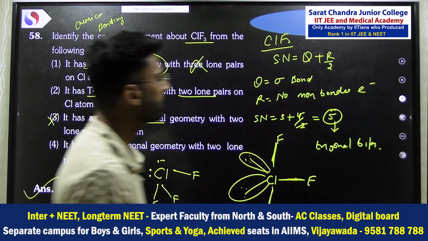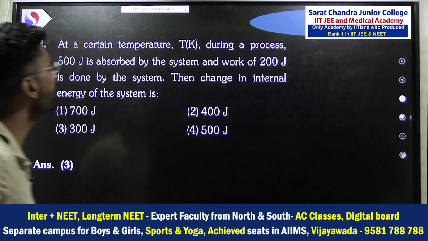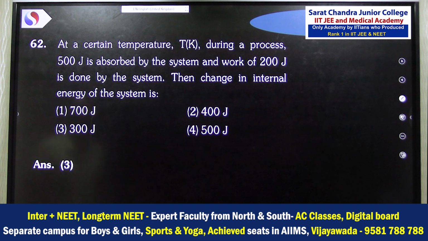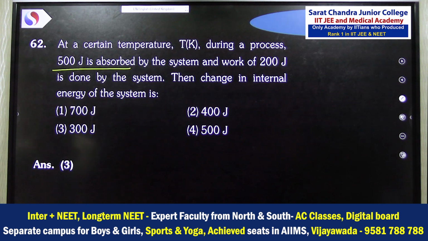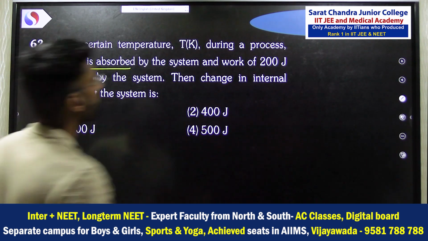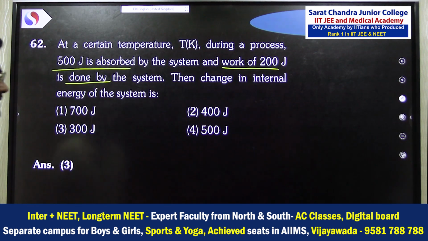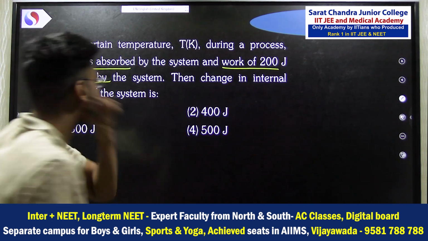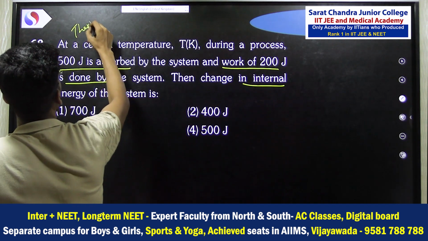So it is a simple question from chemical bonding. Another question: at a certain temperature T, during the process 500 joules is absorbed by the system and work of 200 joules is done by the system. So you have to calculate the change in internal energy. Very simple question. This is again from thermodynamics.